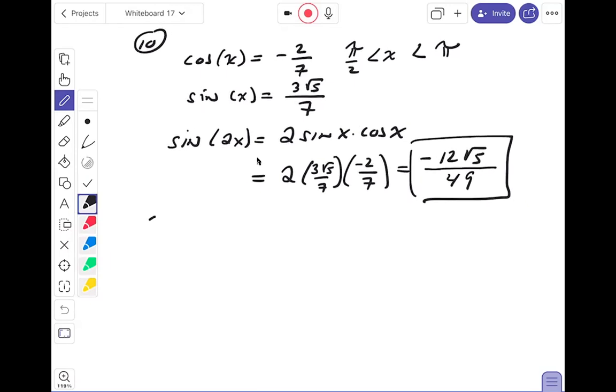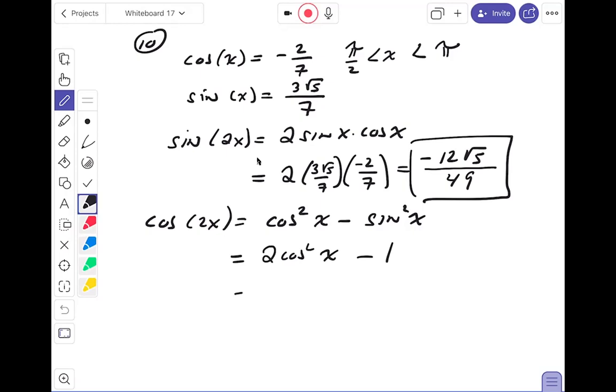Next thing I'll do is cosine of 2x. There's a variety of ways of writing this thing down. You could write down cosine squared x minus sine squared x. And yes, we derived these in class. If you can't remember them, they're really easy to derive from the sum formulas. You could also write down 2 cosine squared x minus 1, or you could write down 1 minus 2 sine squared x. I'm going to do all three and see what we get. They should be the same, by the way.